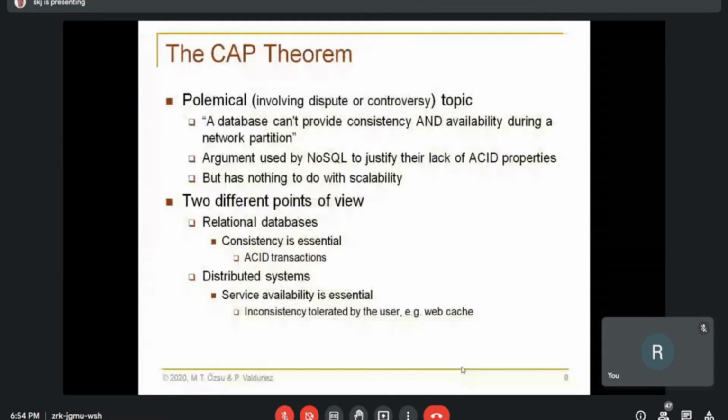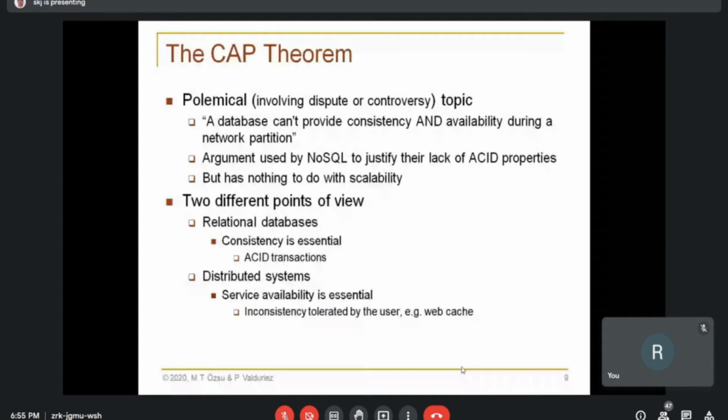This is the CAP theorem. This theorem has some dispute or controversy. Few people agree, few people do not agree. But do not worry about this kind of argument. You simply have to understand what the CAP theorem is and where we use it in NoSQL. It is a polemical topic, involving dispute or controversy.